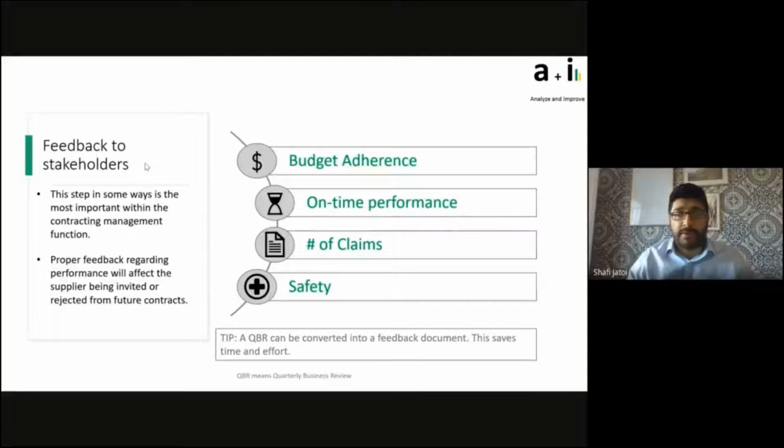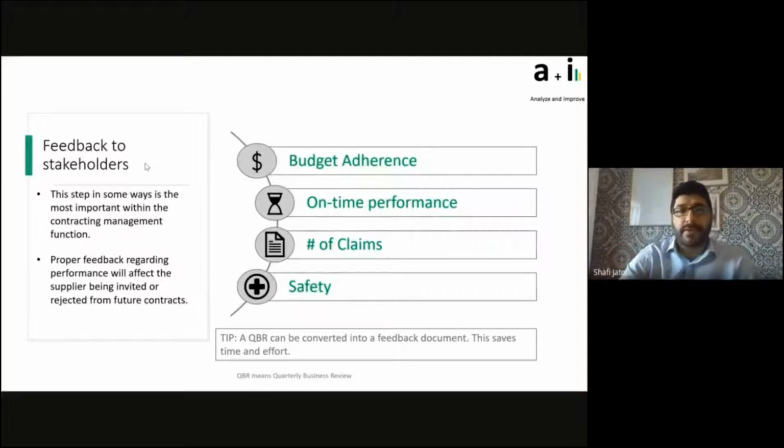Were most of the problems in the contract our problem, or was it their problem? How do we understand how to make our life better going forward? And suppliers are very well invested in having QBRs, because it affects them in terms of being invited or rejected for future contracts. Nobody wants to come in for just one job.